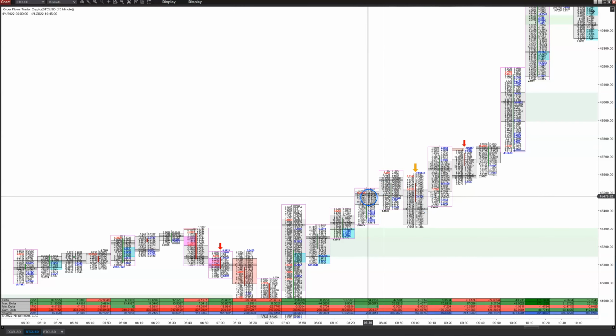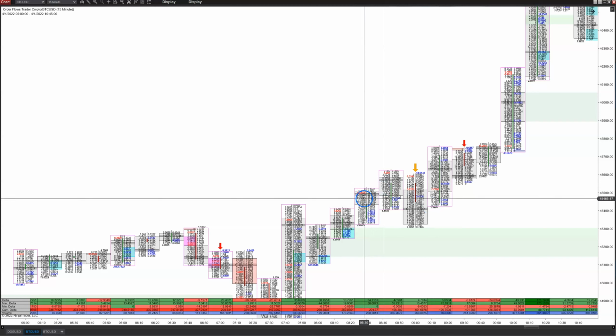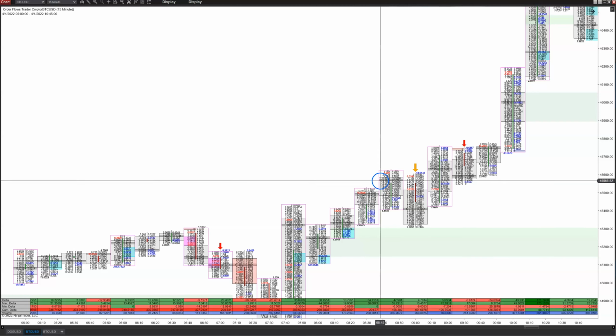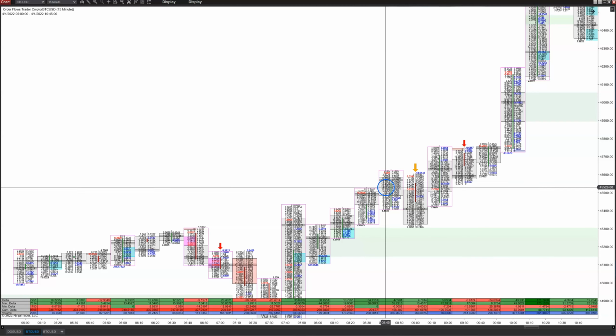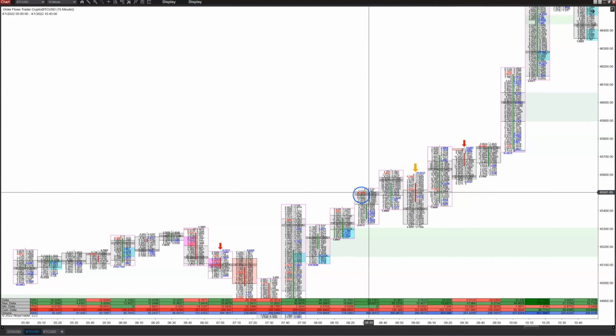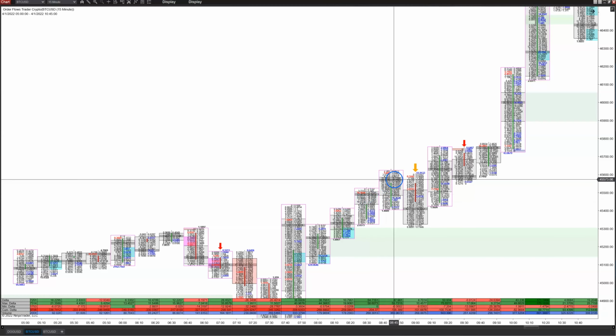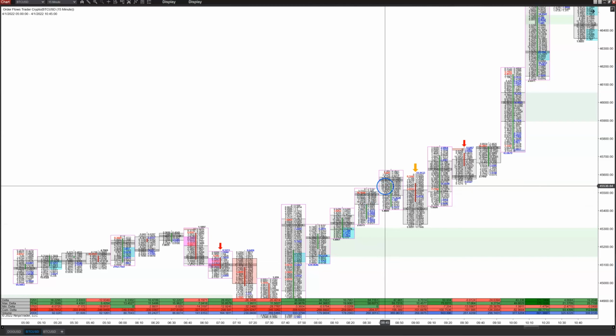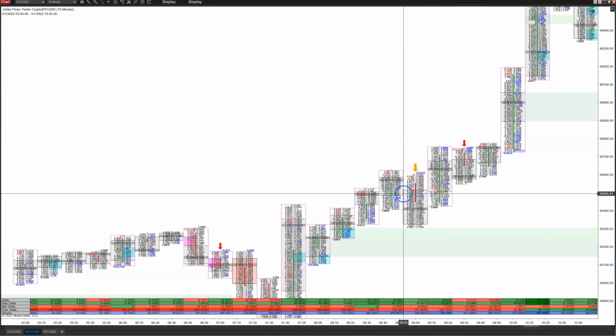And you start seeing nice supportive bids coming in, 16, 13, 13, 10. Even here, 15, 11, 14, 12, 18, 14, 11. So you're seeing that supportive bidding coming in. Not only are you lifting the offers, but you're also seeing supportive bids come in.